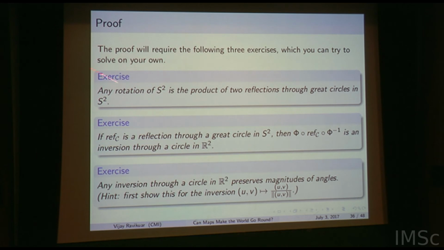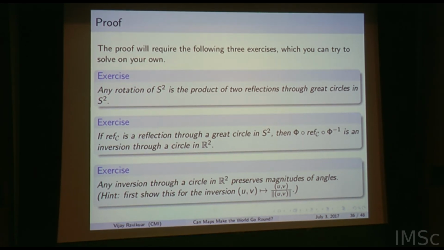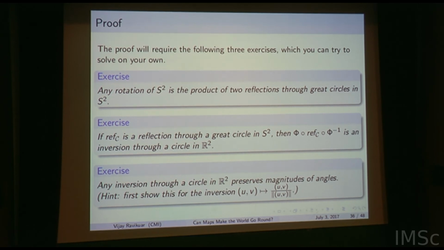But let's talk about each of these exercises briefly. So the first fact is that any rotation of S2 can be thought of as the product of two reflections of S2 through great circles. So any rotation of the sphere, we can actually think of that as the product of two different reflections. So by a reflection through a great circle, what do I mean? I mean, you take a great circle on the sphere, and you literally imagine that the plane that creates that great circle is a mirror that reflects points.